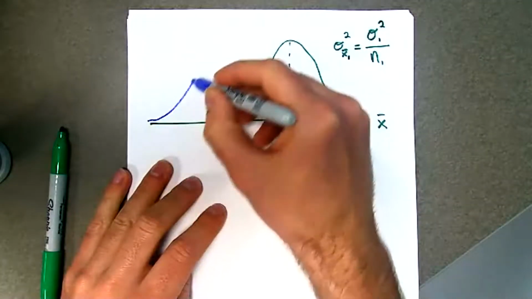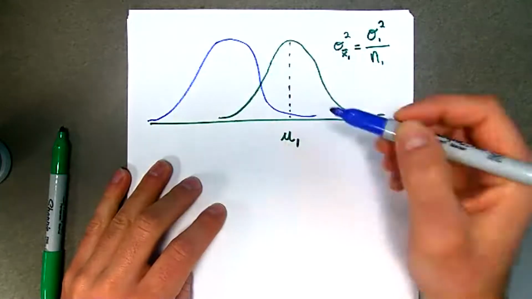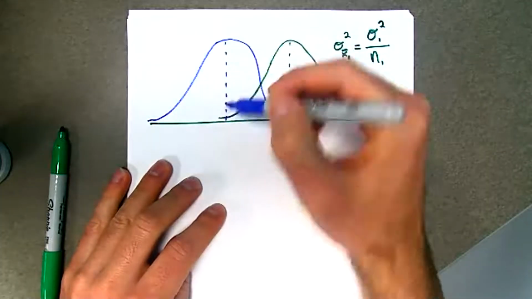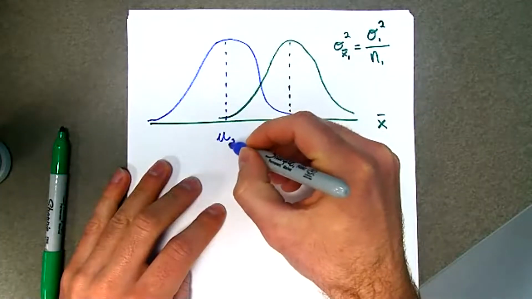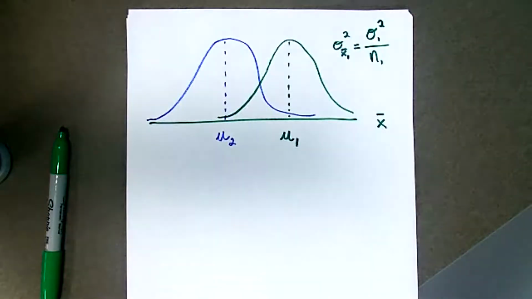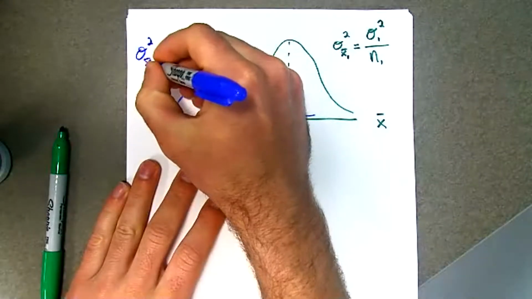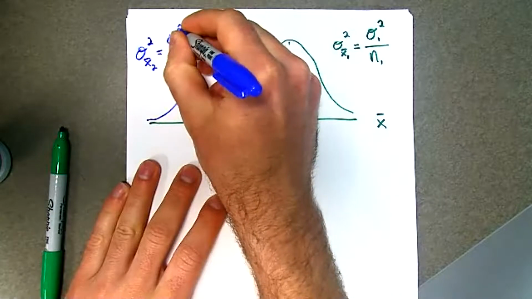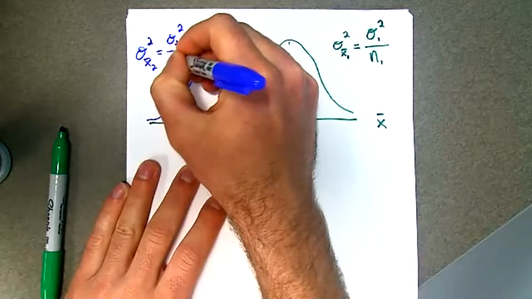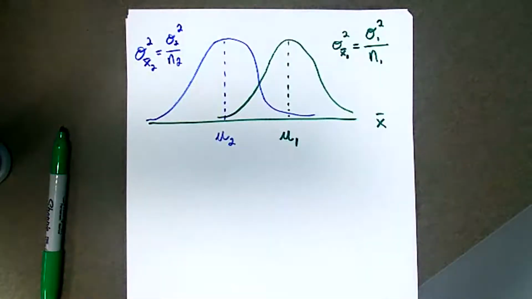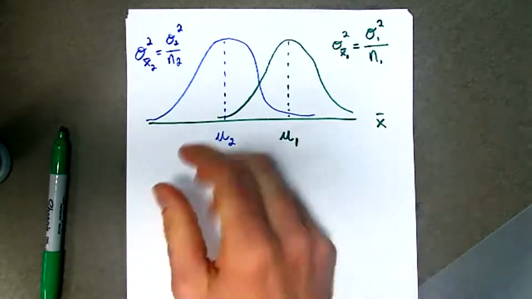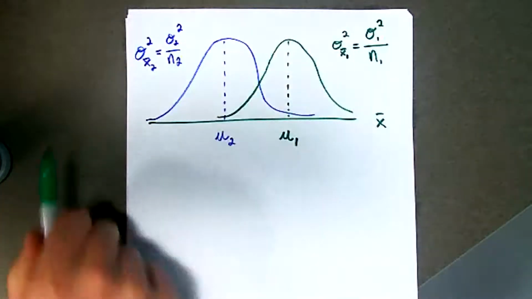We also know that for group 2, their sample means will be normally distributed around whatever the true population mean is for group 2. And then the variance of our sample means for group 2 will be the original variance of the data we sampled from over our sample size. So here we're just plotting these 2 distributions of sample means, one for group 1 and one for group 2, next to each other.